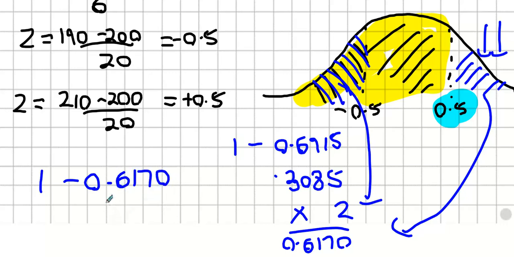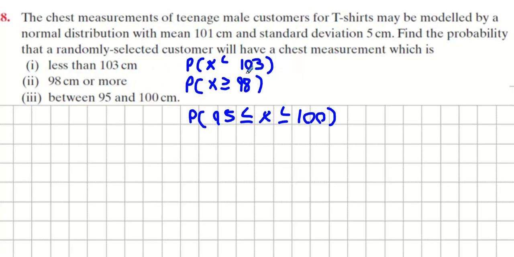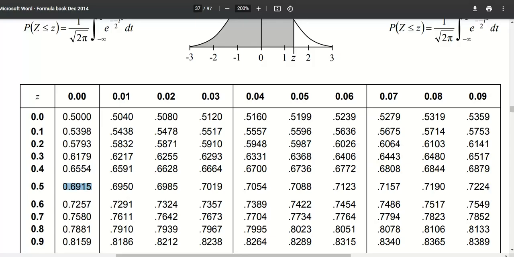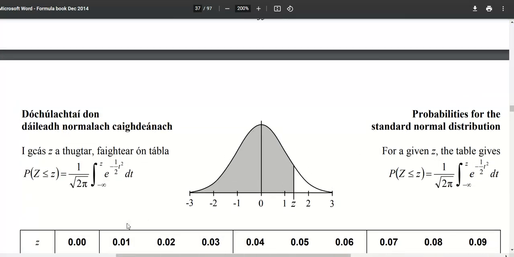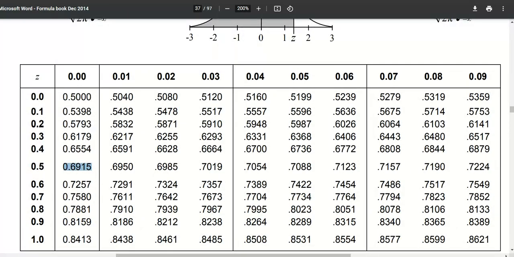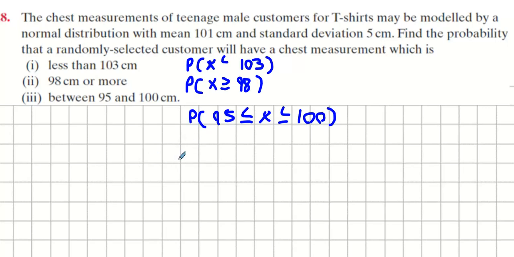What do we get? 0.3830. Who got 0.3830? Okay, less than 103. So if you go to your tables, what it specifies at the top here is that this is less than or equal, all right? So we're looking for a z-score of 103 take away 101 over 5. You got 0.4 for the Z score.